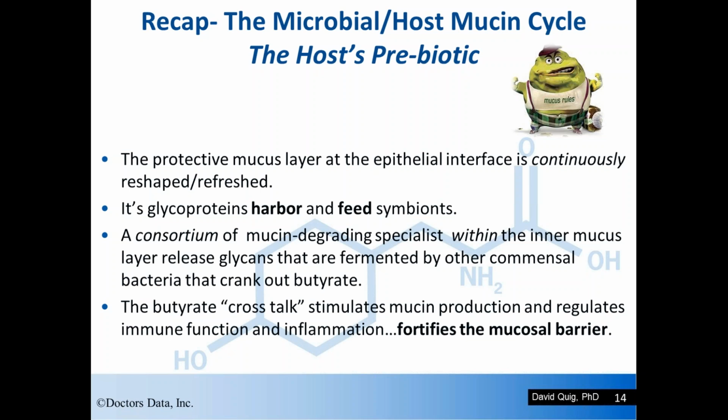Now, the glycoprotein contents of the mucin harbor and feed symbionts. A consortium of mucin-degrading specialists within the inner mucus layer release the glycans that are fermented by other commensal bacteria that crank out the butyrate. And that butyrate is critical for microbial host crosstalk that stimulates mucin production and regulates immune function and inflammation. So it fortifies the mucosal barrier.